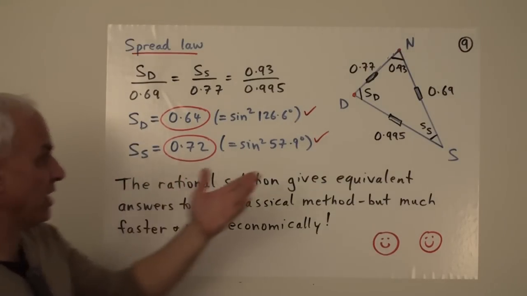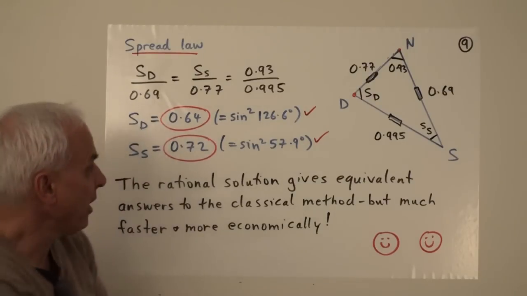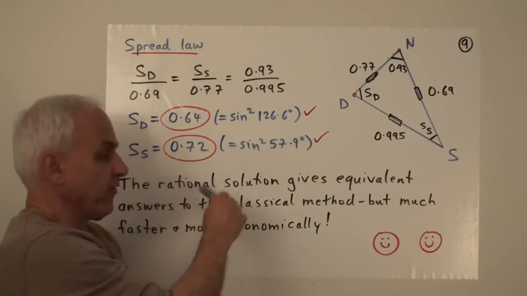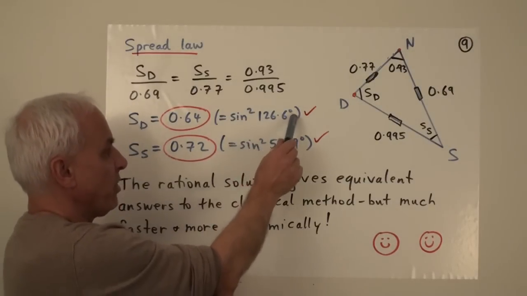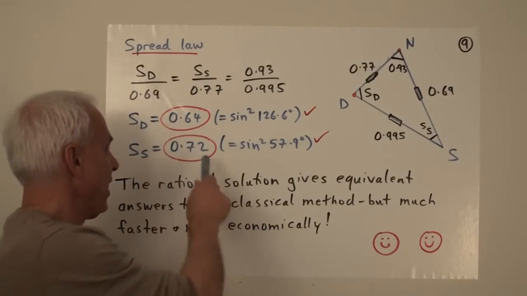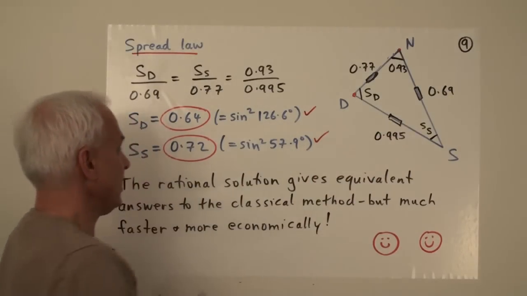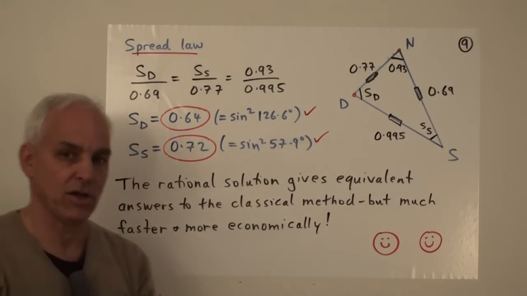So we've immediately obtained the spreads there and there. And we can check that yes, indeed, 0.64 is, up to 2 decimal places, sine squared of 126.6 degrees that we got classically. And that 0.72 is indeed sine squared of 57.9 degrees that we got classically.